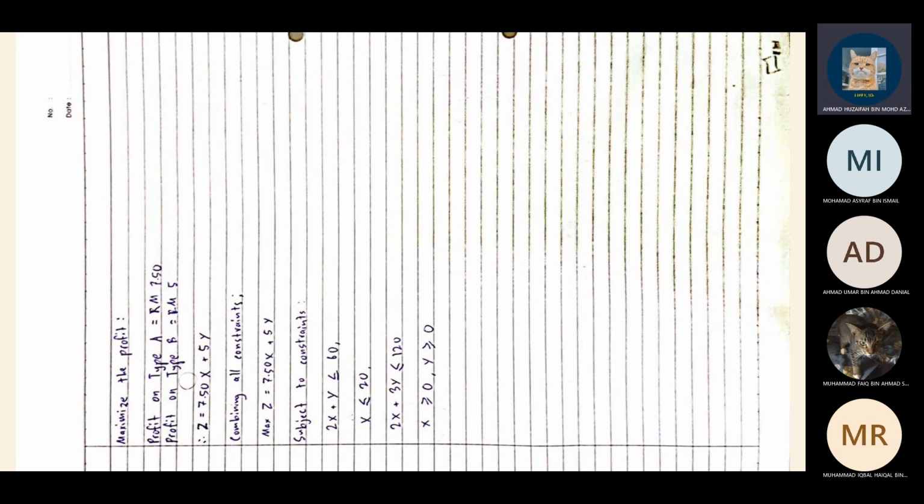Subject to the constraints: 2x plus y less than or equal to 60, x less than or equal to 20, 2x plus 3y less than or equal to 120, x greater than or equal to 0, y greater than or equal to 0. Next.